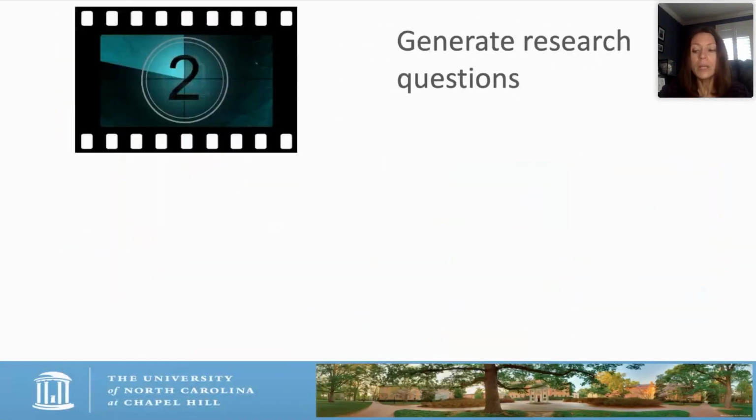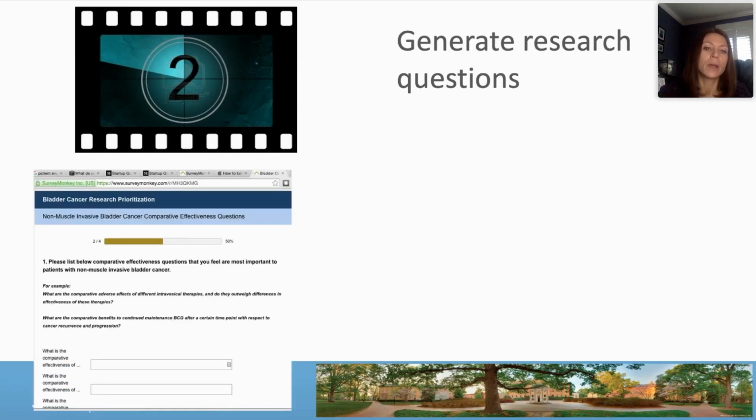Then once we started to gain some momentum, we needed to generate research questions, because I think we knew it would be very overwhelming to say, hey, patients, what are the research questions that are plaguing you? They're not going to be able to just generate those. So we did this a number of ways. Some of you may know about the Delphi method, but if you don't, that's a really good method that you could investigate and apply. It's not that complicated.